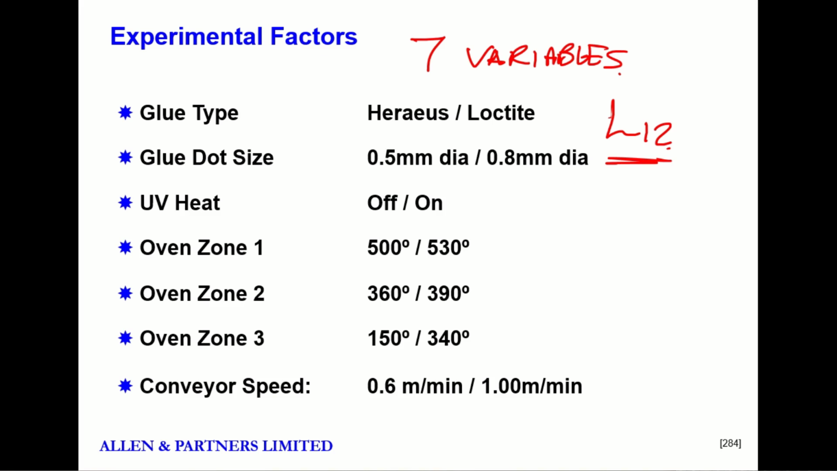So you can see the variables, they're very straightforward. The glue has to go through an oven, so that's what the zone 1, 2 and 3 temperatures are all about. So we're going through an oven. And the other thing we do to try and make the glue go off better is we play ultraviolet light onto the glue, and that's supposed to make the glue go off harder and therefore the torque be better. So that's one of our current solutions.